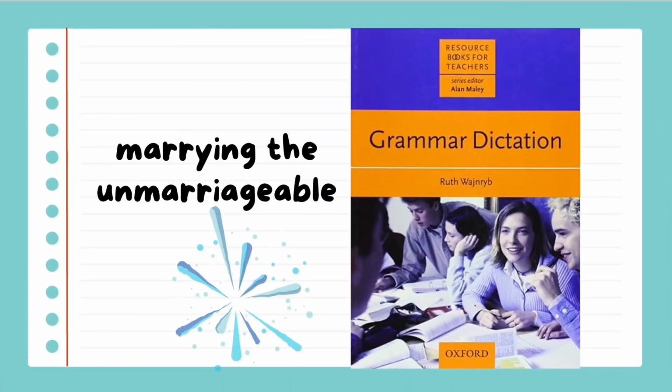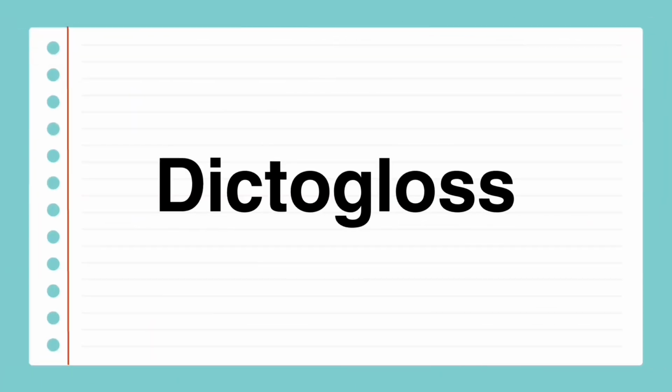The idea to marry the unmarriageable came to Ruth Wajnryb. The result is Dictogloss. What's the procedure? Find a short text. I'd recommend one that has a humorous twist in it. Read the text at a normal speed. In traditional dictations, the tendency is to slow down. It's not the case here. Adopt a native speaker's natural speed.